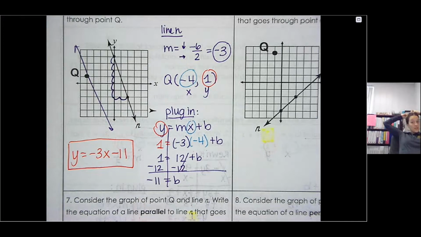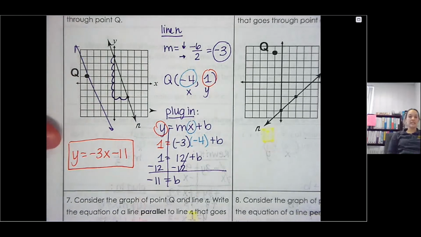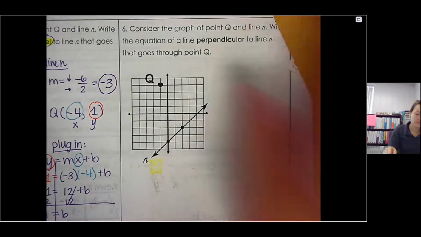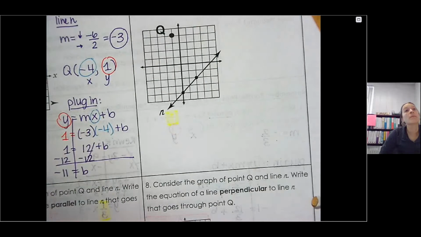I will keep it there for like 2 seconds. Can you do number 6 very quickly? And then we'll finish 7 and 8, and then we'll be done. We've got 8 minutes, so I'm going to give you 2 minutes to do number 6. Be careful, it says perpendicular. You good? Okay.